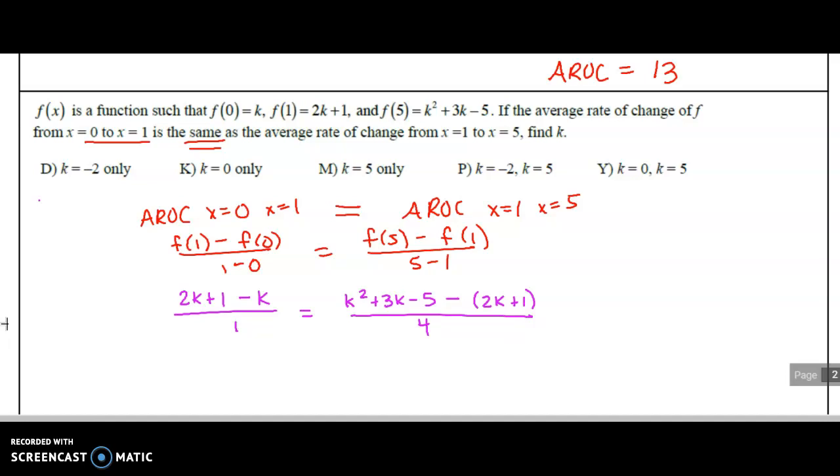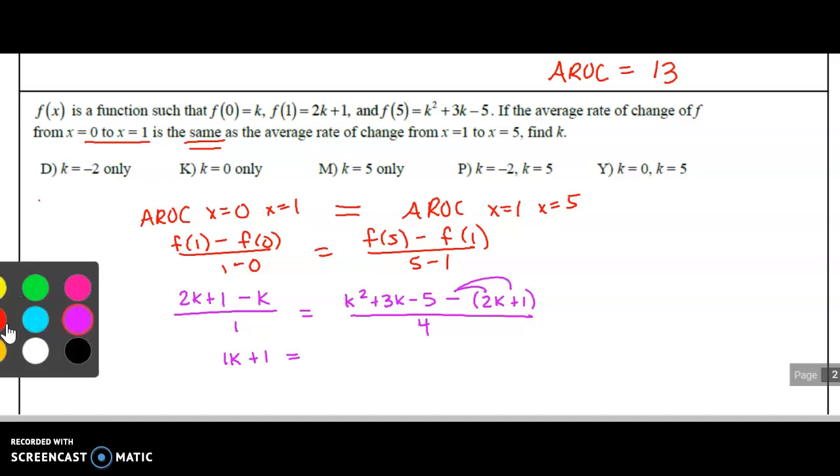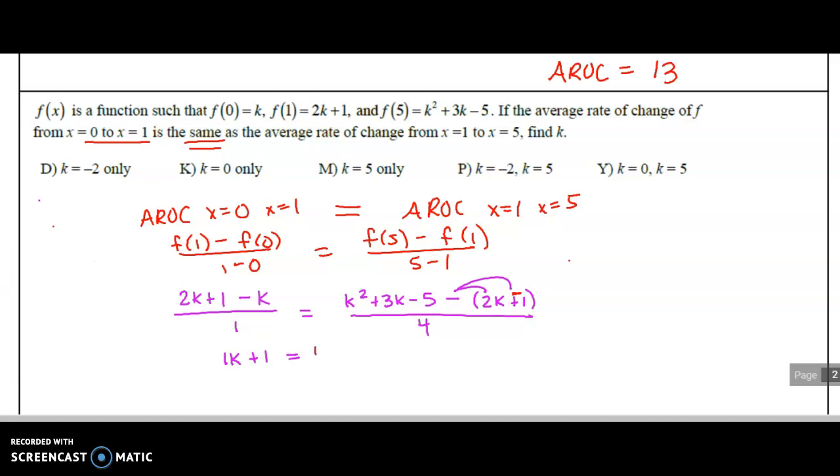So if I simplify the left, we get 1k plus 1. I'm going to distribute this, and I'm just going to kind of cheat. You can do this too because you're showing your work. So I get k squared. Let's see, 3k minus 2k is 1k. And then minus 1 is negative 6. And this is still all over 4. So if we want to solve this, remember you multiply both of these numbers by 4. I'm going to do it up here. So 4k plus 4, that's a plus, equals this.